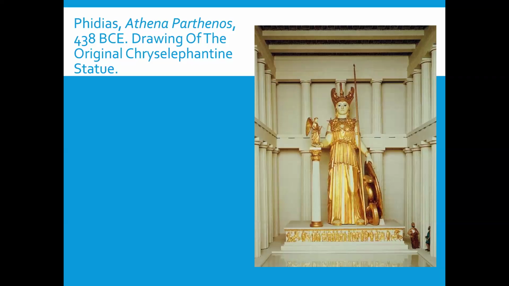And on her, she has a helmet, a shield, and a spear. These are all symbols of war and the victory. She holds a winged goddess, Nike, the personification of victory. This is all referring to the victory of 479 BCE against the Persians.